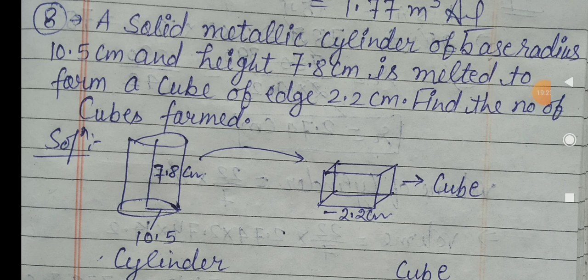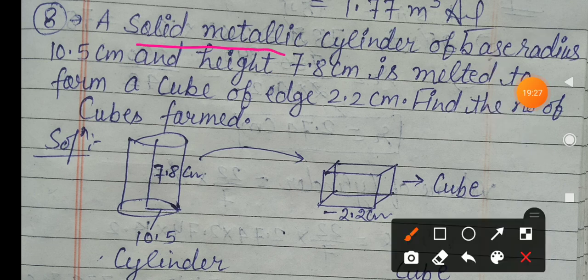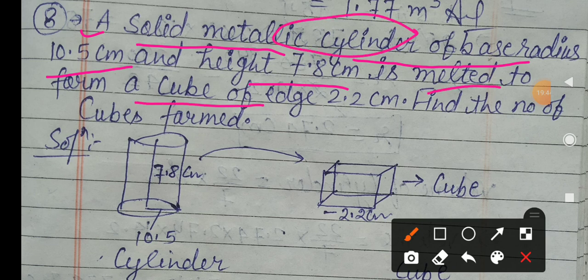Okay, so question number 8 is: a solid metallic cylinder has a base radius of this. So here you have a solid cylinder with a radius of 10.5 and a height of 7.8 centimeter, and this cylinder is melted and converted into cubes, and the side of each cube is 2.2 centimeter. Here the question is to find the number of cubes formed.